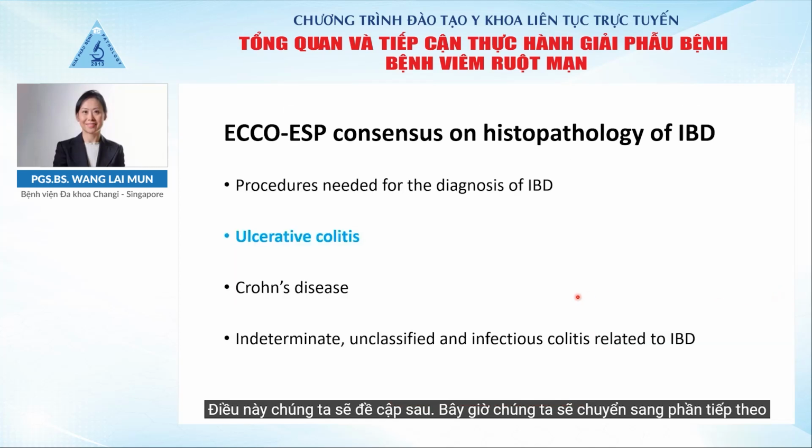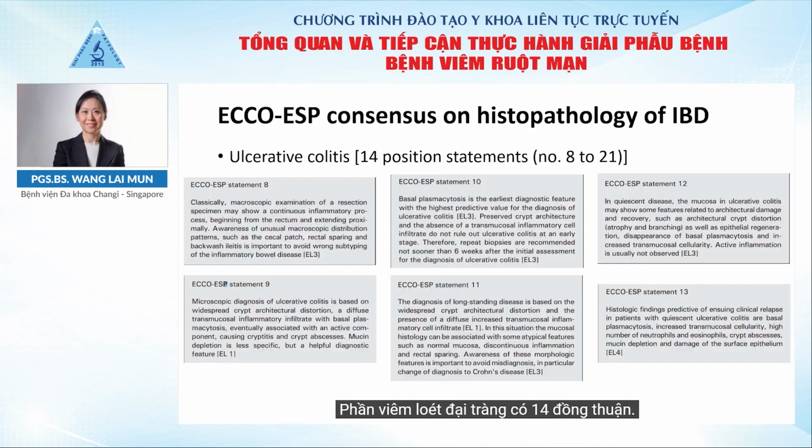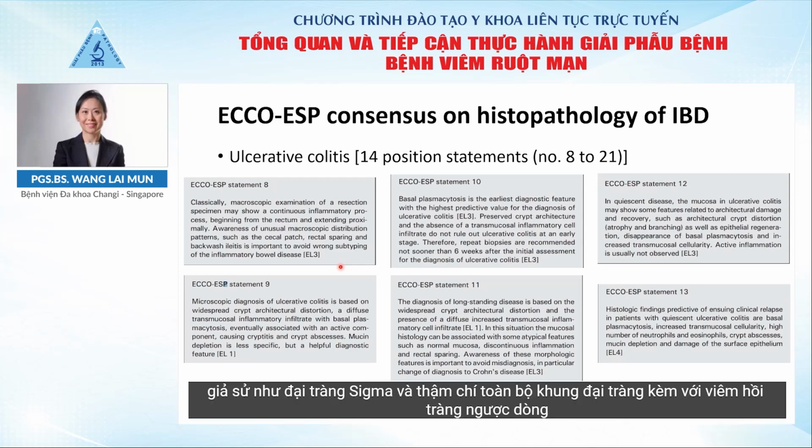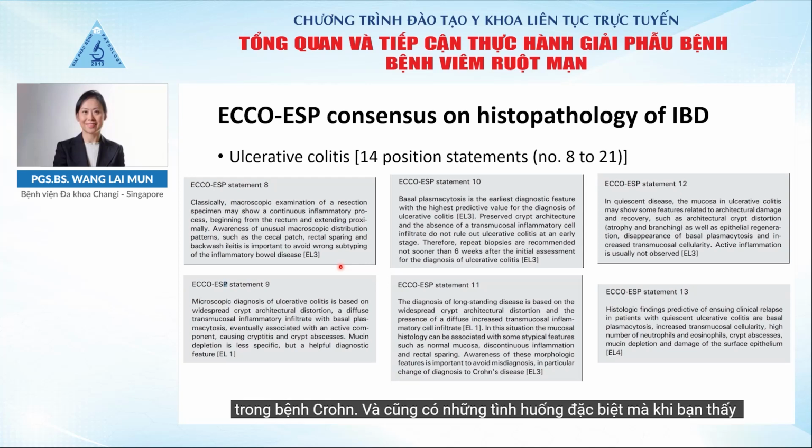We will now move on to the next section on ulcerative colitis. Under ulcerative colitis, there are 14 position statements, number 8 to 21. Position statement 8 deals with macroscopic examination of the resection. What I showed you earlier, the continuous inflammation that starts from the rectum all the way proximally to, let's say, the sigmoid, and can be pancolitis with a bit of backwash or extension into the terminal ileum. That is still UC, ulcerative colitis. That does not make it Crohn's.